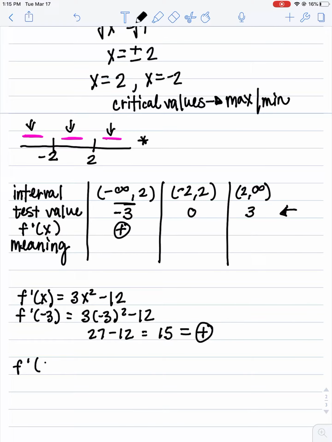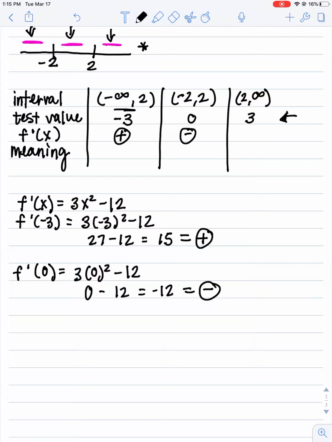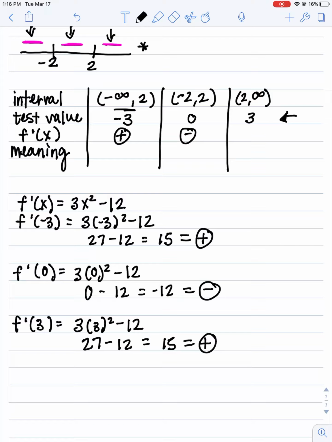Do it again. f prime of 0 now, gang, will be 3 times 0 squared minus 12. Well, that's simply 0 minus 12, which is negative 12. Again, that means it is negative. Okay? And then last but not least, f prime of 3 will be 3 times 3 squared minus 12, which again is 9 times 3, 27, minus 12, which is 15. Again, I don't care that it's 15, I care that it's positive.